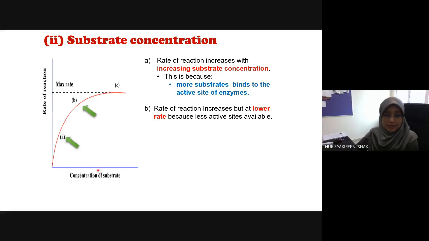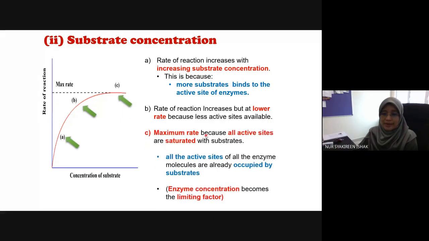But if you keep on increasing the substrate concentration, but you have limited amount of enzyme, the reaction will start to slow down. The rate of reaction increases but at a lower rate because less active site is available. So here, enzyme is the limiting factor. Maximum rate is reached because all active sites are saturated with substrate.